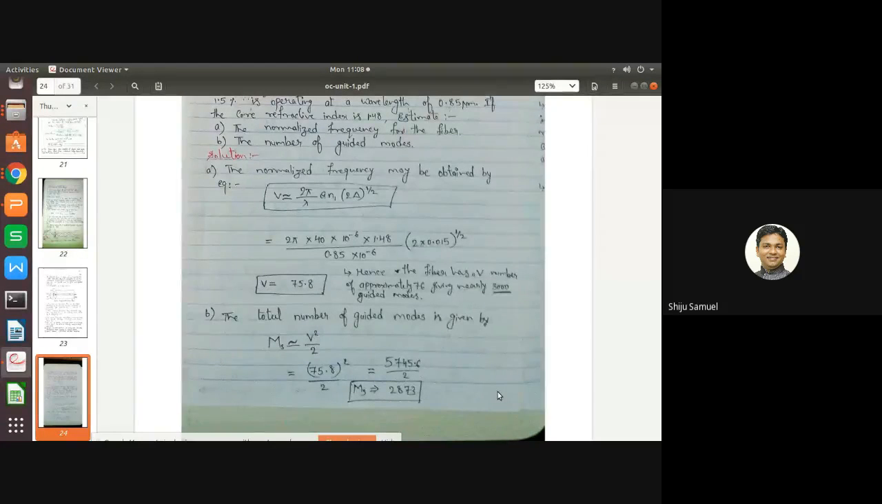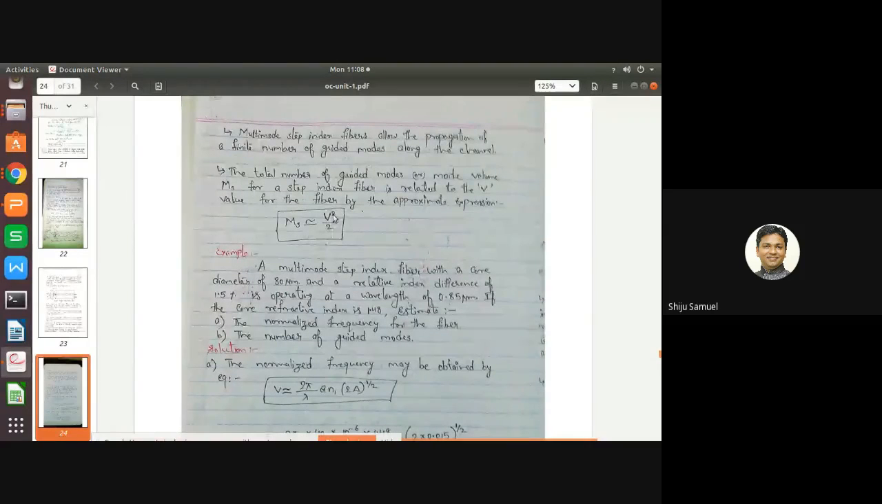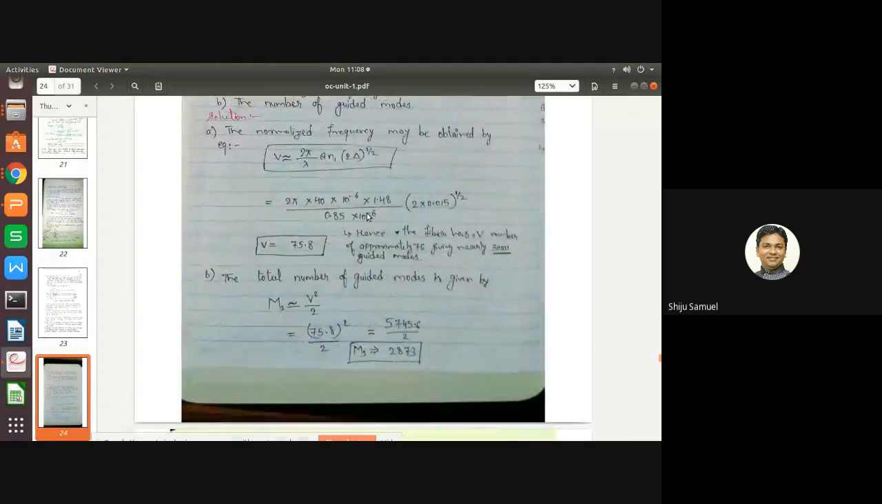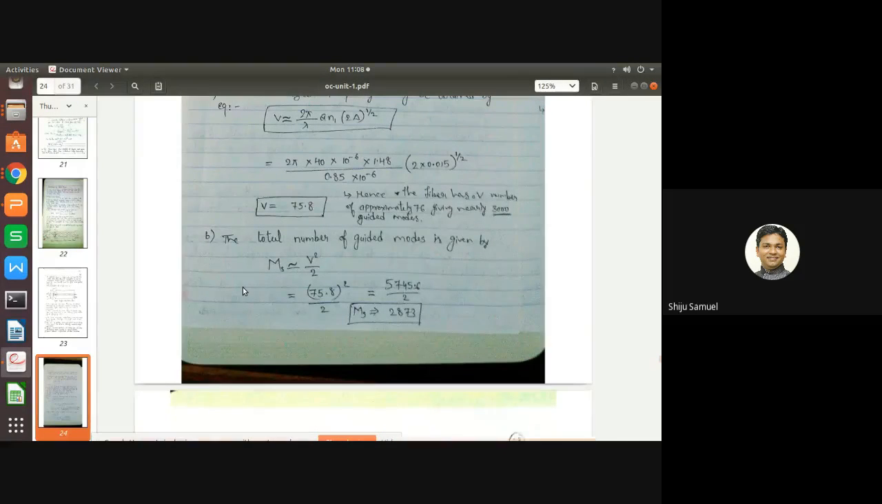Now in the second question, how to estimate the number of guided modes. From the equation Ms equivalent to V square by 2, we can easily calculate the number of guided modes. So now Ms is equal to 75.8 whole square divided by 2, that is 5745.6 divided by 2. So Ms equals 2876, which is nearly 3000.